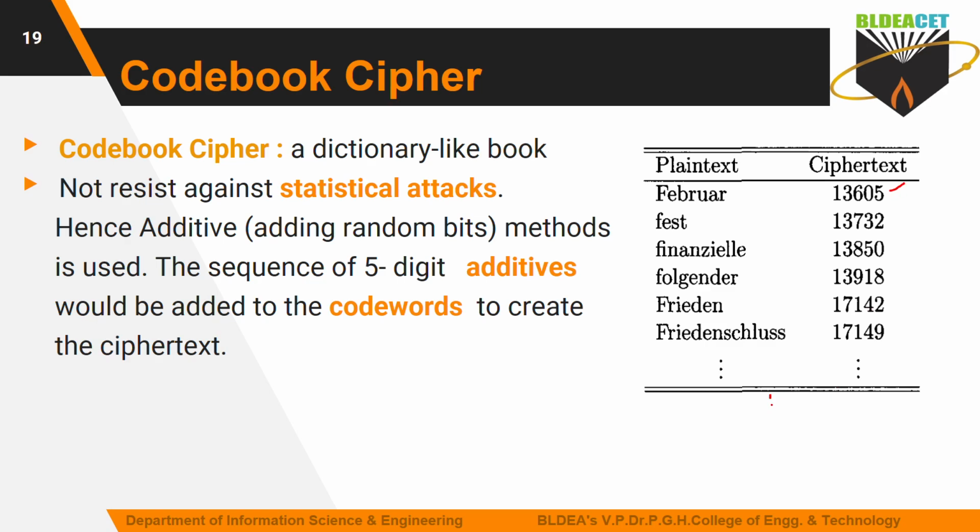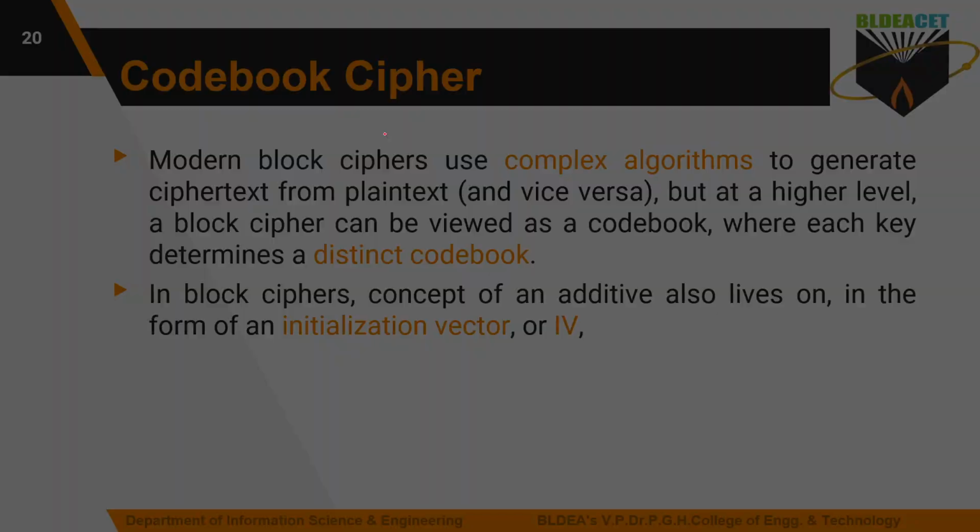The sequence from which you added, they will maintain that and send it to the receiver end. At the receiver end, both the code book and the additive book are there. From that sequence they subtract, then they get the ciphertext here, and with the help of this code book they get the plaintext here. This is how the code book cipher works.